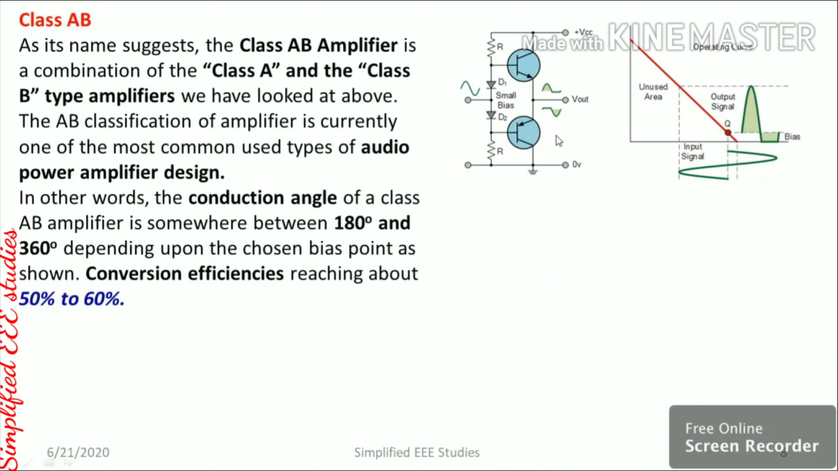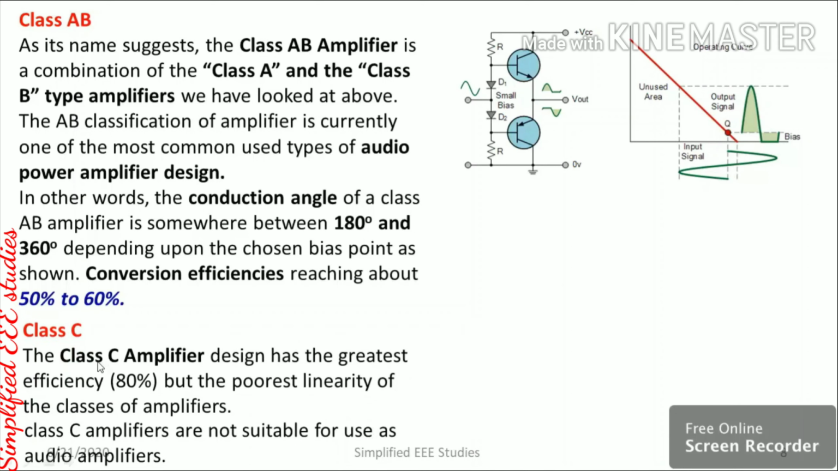Now let us look at the diagram of the class AB amplifier. We should have two transistors which are complementary to each other. You can look at the input side. This is the input cycle. Then the output cycle, if you look at it, lies in between 180 degrees and 360 degrees. So that's a peculiarity of the class AB amplifier.